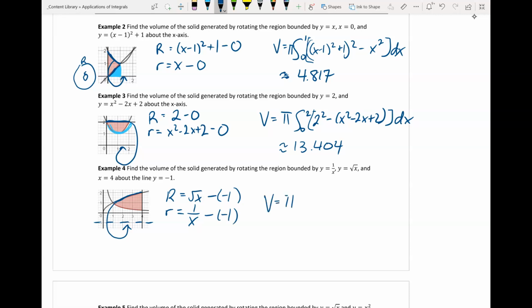We put this into our formula. Our bounds are from 1 to 4, our most left and most right bounds, and then we're going to have big R squared minus little r squared dx. You put this in the online calculator or in your graphing calculator. It's going to be 41.817.